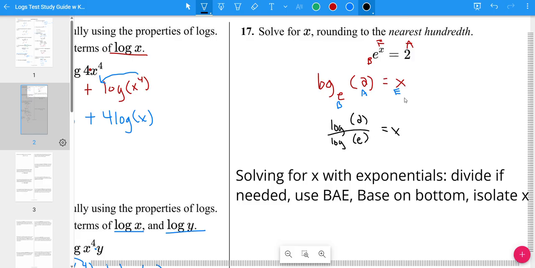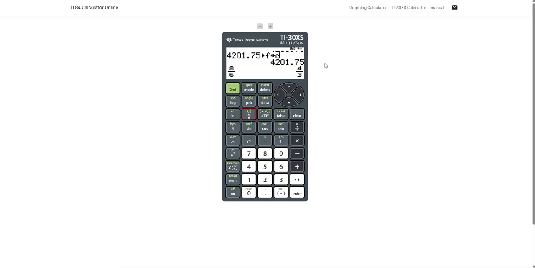Equals x, and x is by itself, so all I got to do is type this in my calculator. And I'll show you what I mean. If you just did ln of 2, it gives you 0.69. And then if you did log of 2 over log of e, remember you got to put e to the 1 because this calculator is annoying. So regardless, we're rounding to the nearest hundredth, so it's 0.69.